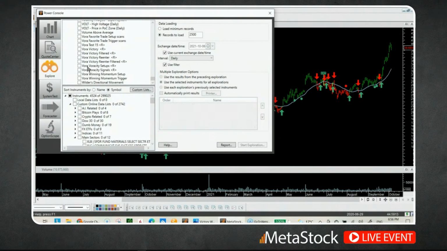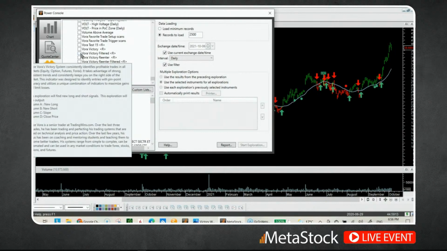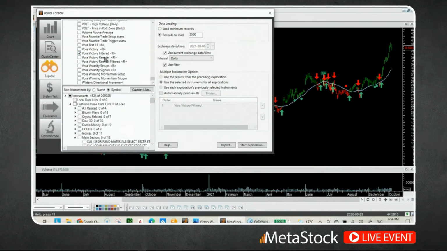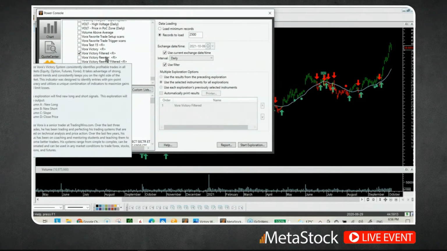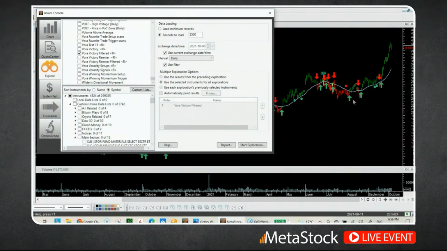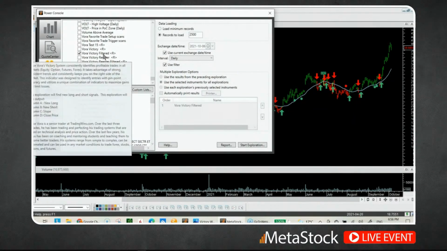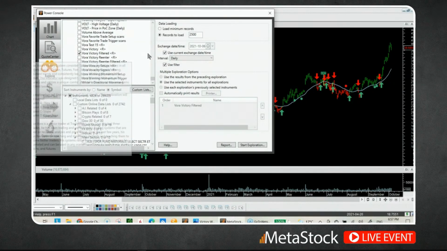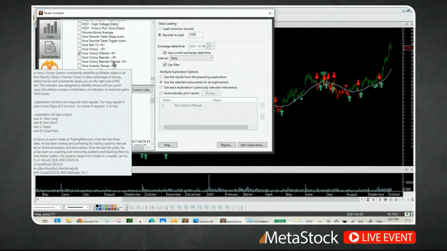What you want to select are the Vora Victory. Now, there's a Vora Victory and a Vora Victory Reentry, where the Vora Victory are the arrows. The Reentry are the dots, right? You can scan for one or both. But we've recently added a new one, which is filtered. So Vora Victory filtered and Vora Victory Reentry filtered.